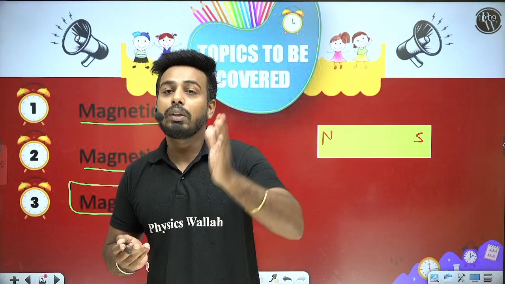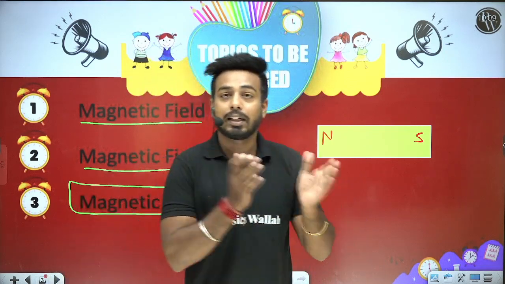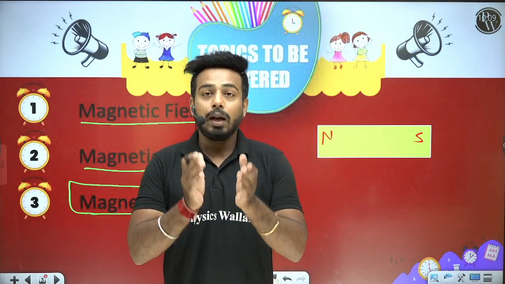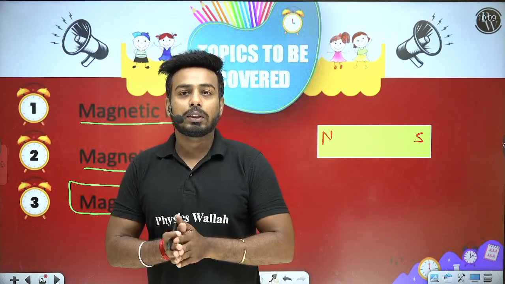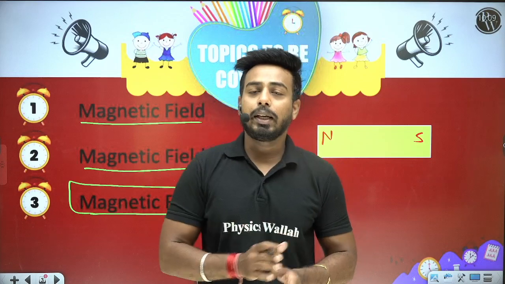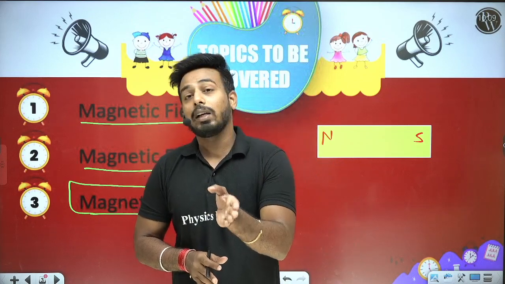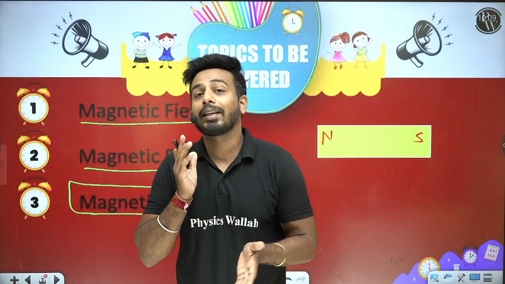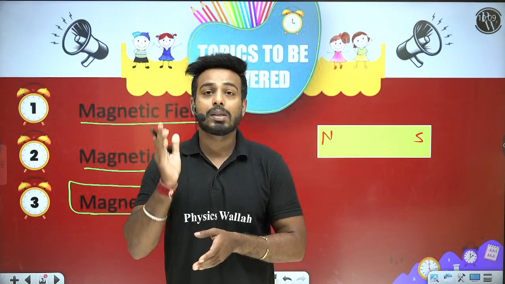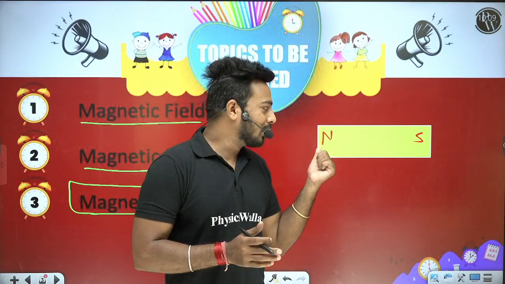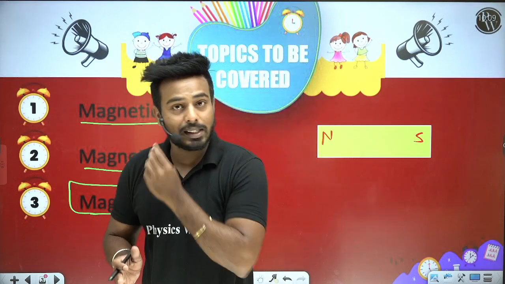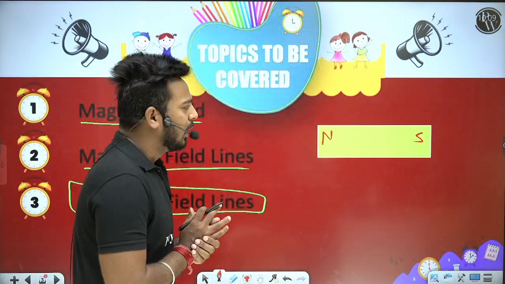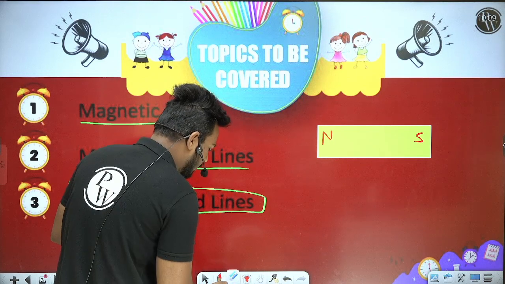So in this universe, every magnet has two poles: the north pole and the south pole. There is zero possibility that a magnet has a single pole, because a single pole magnet cannot exist. Every magnet has two poles. So is it possible if I break this magnet in two parts?